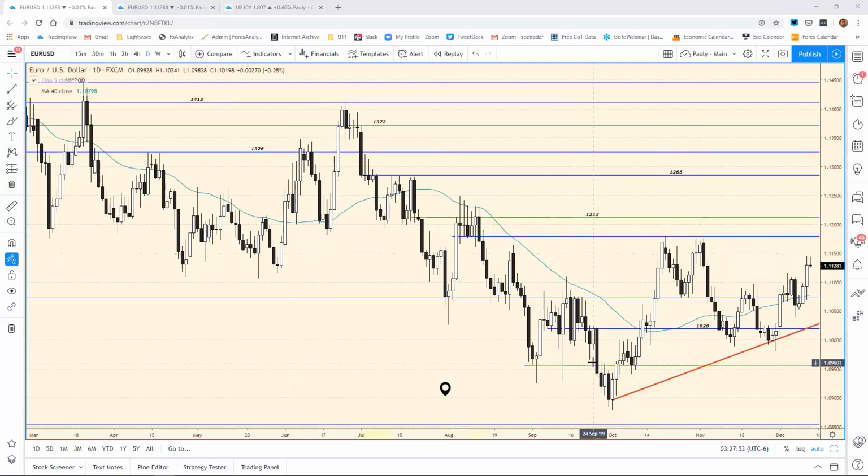Support is 1.1109. Now, obviously, things can be a little bit off the tracks because we do have the ECB. What if Lagarde says she's opening the spigots? Not that they expect that, but once again, if that were to be the case, we're going to see some pretty good volatility. So bear with me.